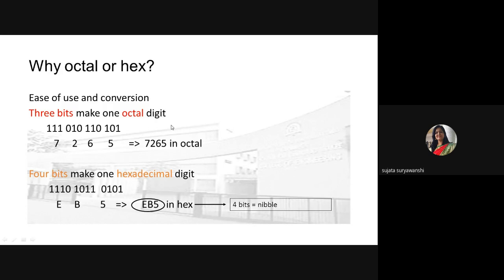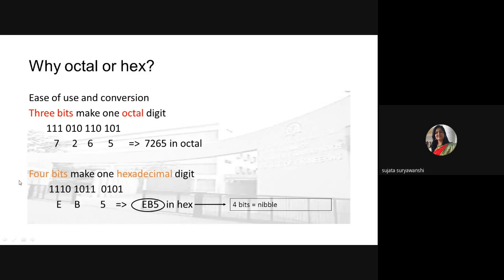How can you convert 7 into binary? Convert 7 into binary and tell me. 111. Very good. So how many bits are required to represent 7? 3 bits are required. So 3 bits are required to represent the decimal number 7. From 0 to 7, a maximum of 3 bits are required. So that's the meaning of the statement that 3 bits make one octal digit.